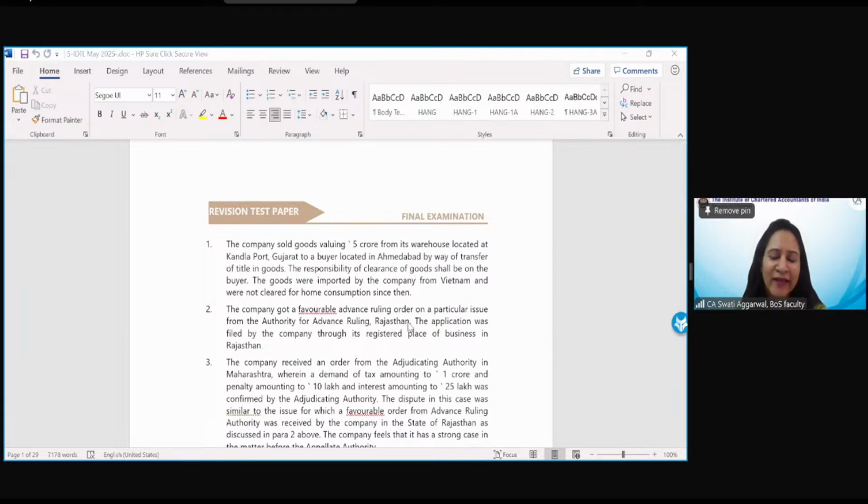Okay. So the first point says the company sold goods valuing rupees 5 crore from its warehouse located at Kandla Port, Gujarat, to a buyer located in Ahmedabad by way of transfer of title in goods. The responsibility of clearance of goods shall be on the buyer, and the goods were imported by the company from Vietnam and they were not cleared for home consumption since then. Okay, so that means goods are still lying because they are not cleared for home consumption. They are imported, but they are not cleared for home consumption.